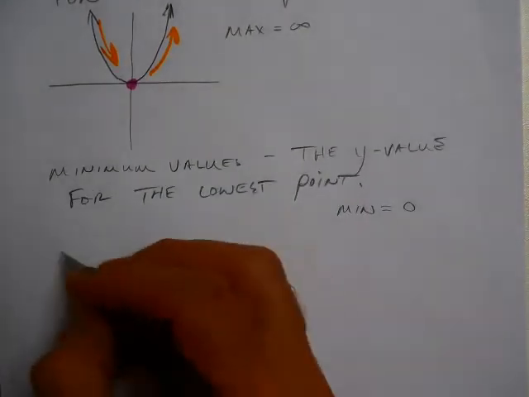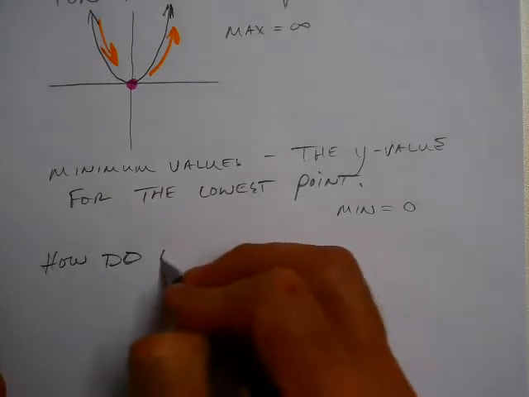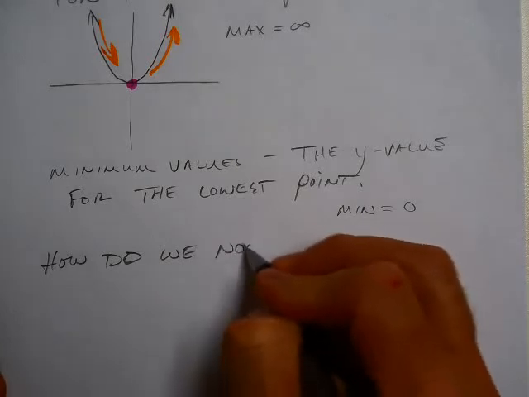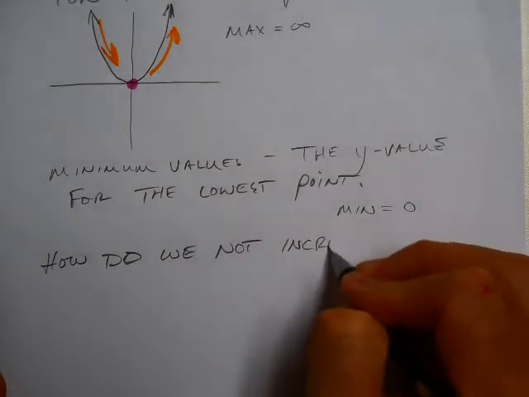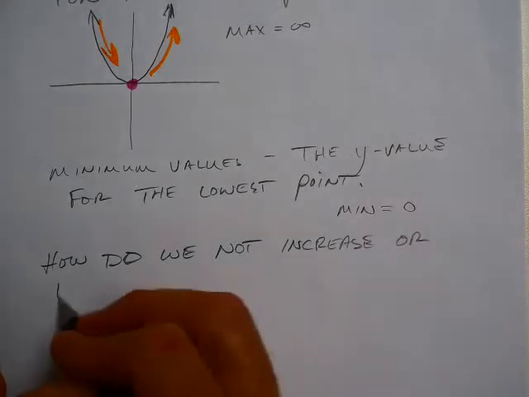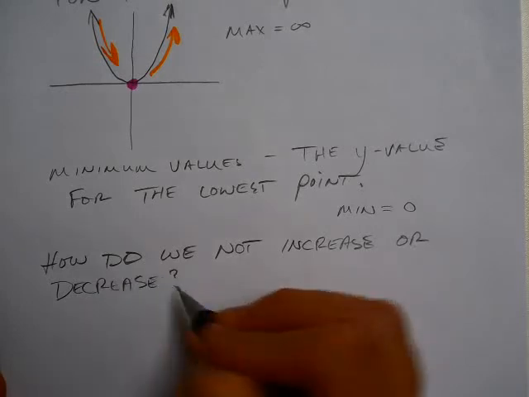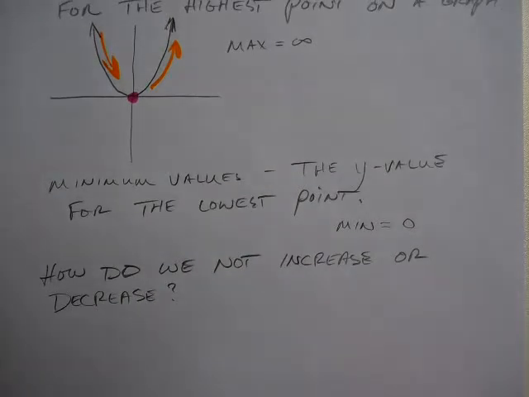So how do we note increase or decrease? To answer this question, we use domain. Increase and decrease always uses domain. And domain are the what kind of values? X. Good.